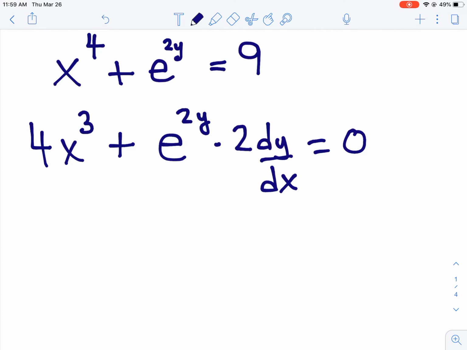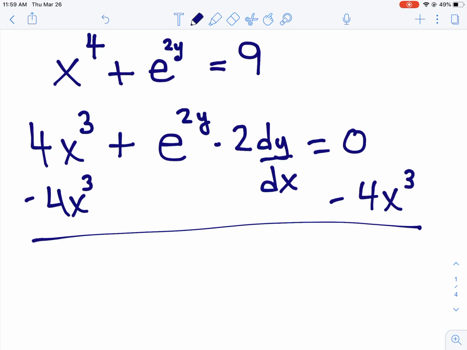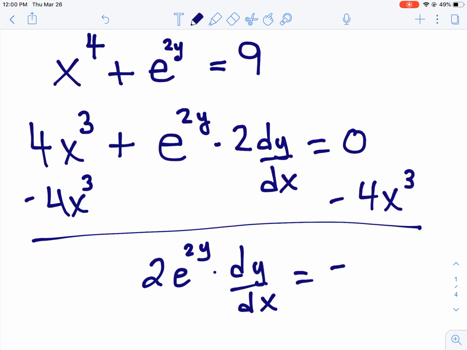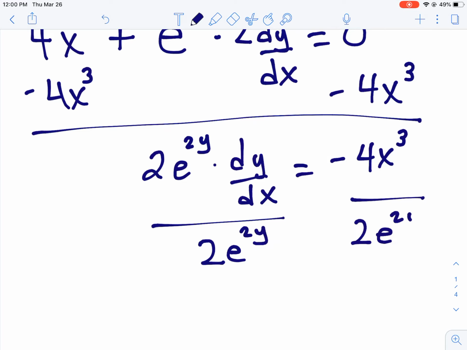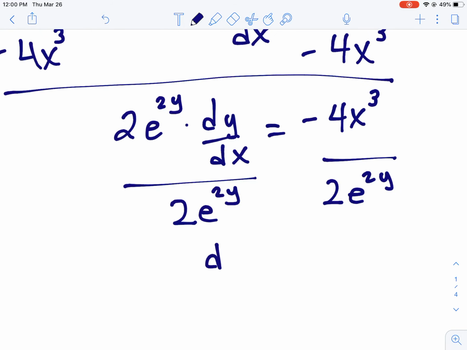All right, now we have to get dy dx by itself. So I'm going to subtract 4x to the third from both sides because I want to get dy dx by its lonesome. So what I have now is 2 e to the 2y times dy dx is equal to negative 4x to the third. Okay, and now I have to divide by 2 e to the 2y on both sides, so that dy dx is by its lonesome.